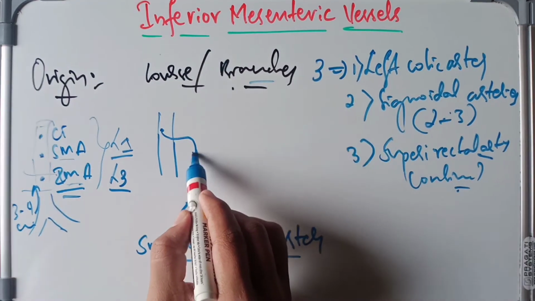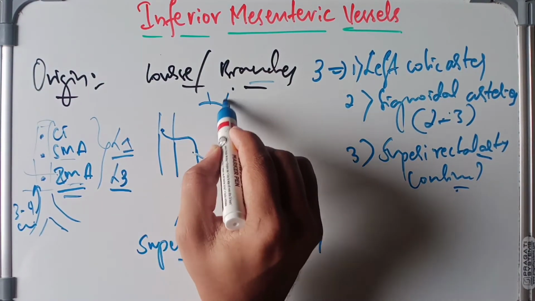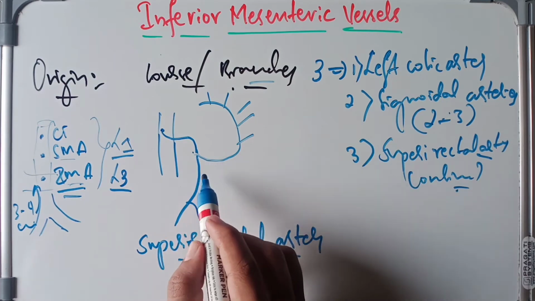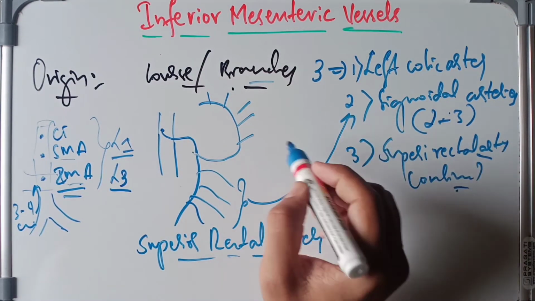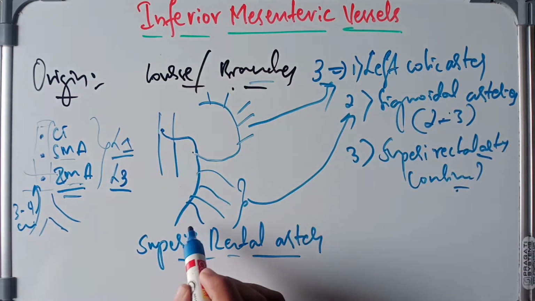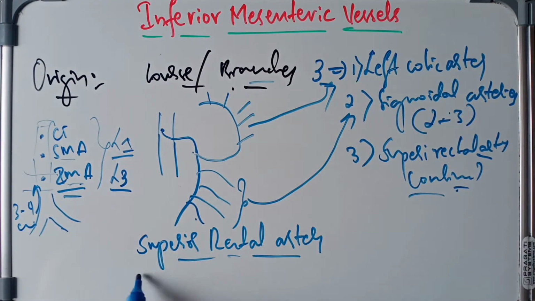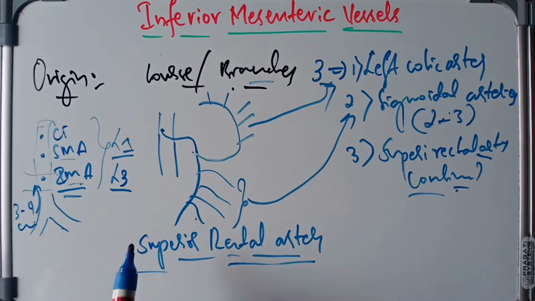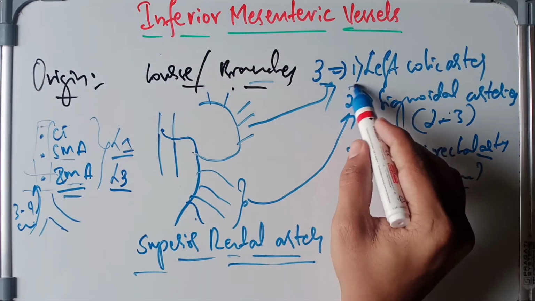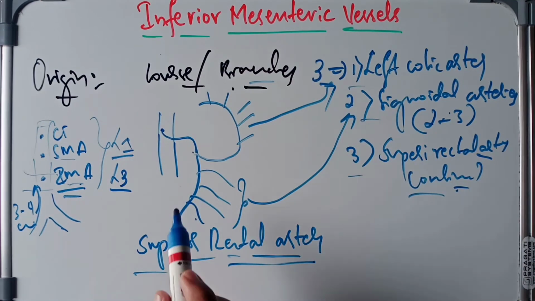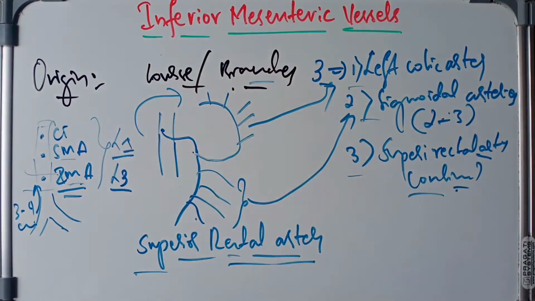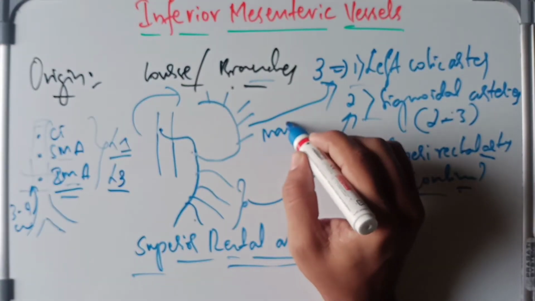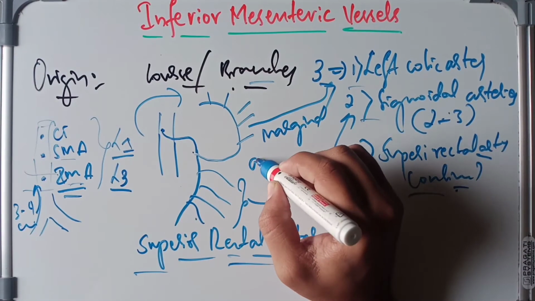So this will give the left colic artery, and also some sigmoidal arteries which are 2 to 3 in number. These are the sigmoidal arteries, this is the left colic artery, and it will finally continue as the superior rectal artery. So this is about the inferior mesenteric artery, and it has three branches, right? Finally this left colic artery will anastomose with the middle colic artery, and through which artery? Through the marginal artery of Drummond.